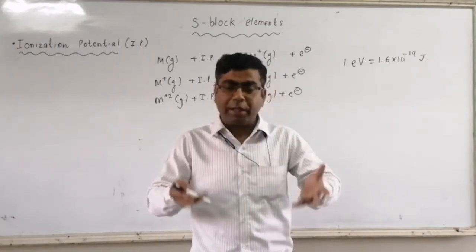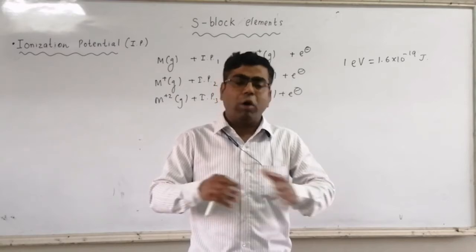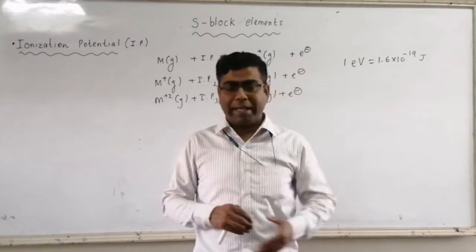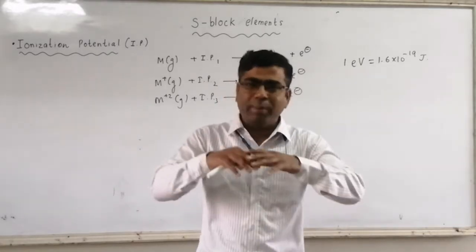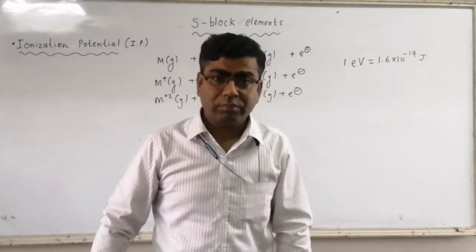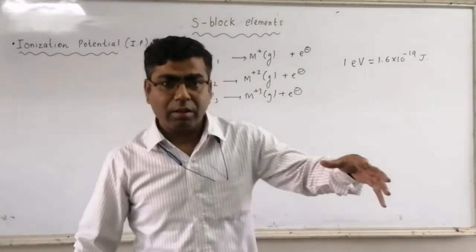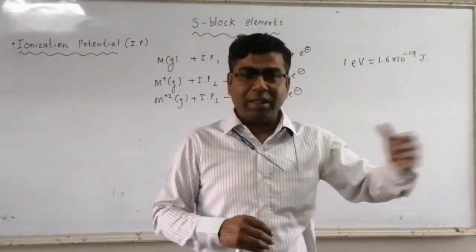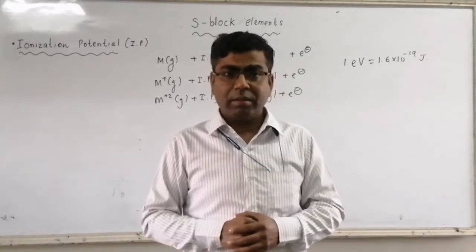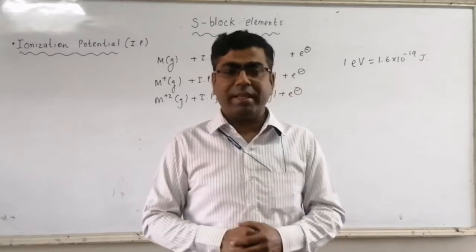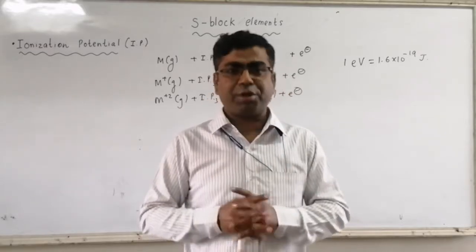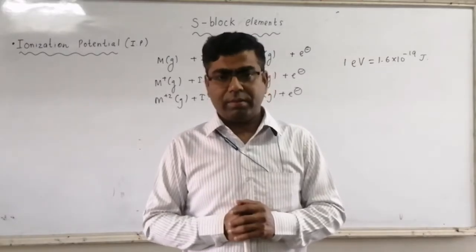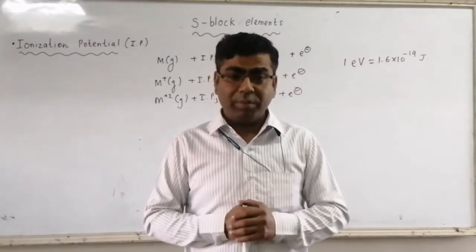So removal of electron will not be easy. In that case, we require more amount of energy. And if the atomic size increases, then valence shell moves away from the nucleus. The distance between the valence shell and nucleus increases. If the distance increases, then force of attraction on the valence shell electron will decrease. So removal of electron will be easy.